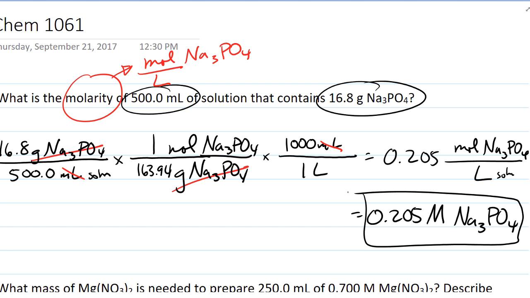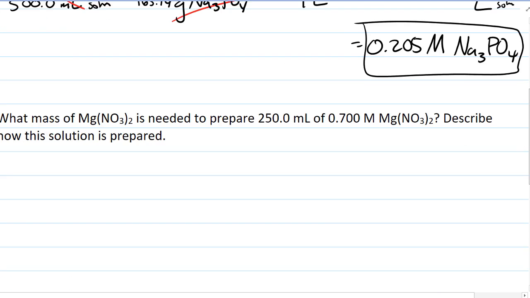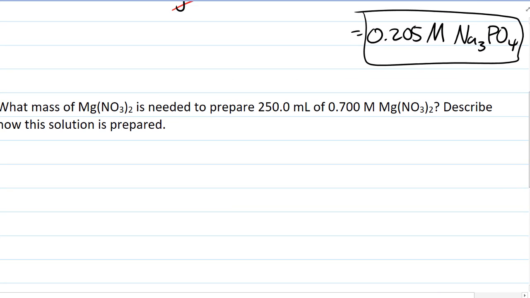Okay, the next one. Reads, what mass of magnesium nitrate is needed to prepare 250.0 milliliters of 0.700 molar magnesium nitrate? And then describe how this solution is prepared. So let's start with the first part. This is actually a 2-part question. Let's start with the first one. I'd like to know the mass. Mass is measured in which units?